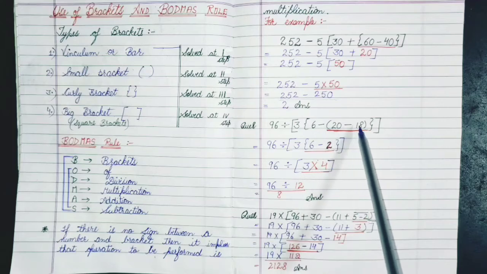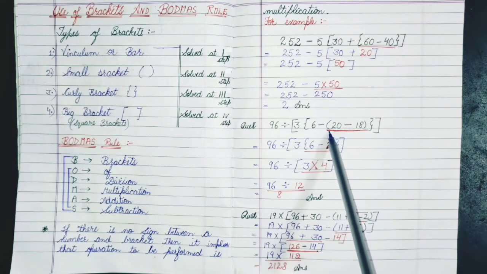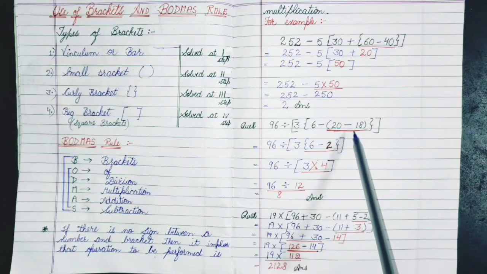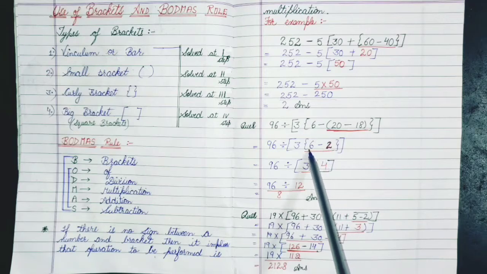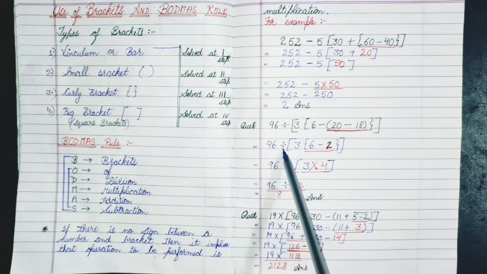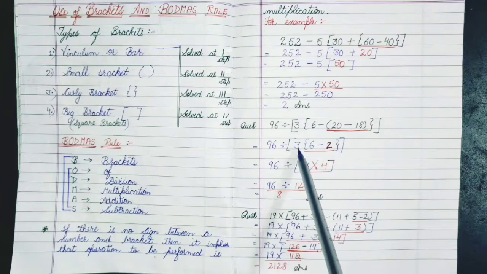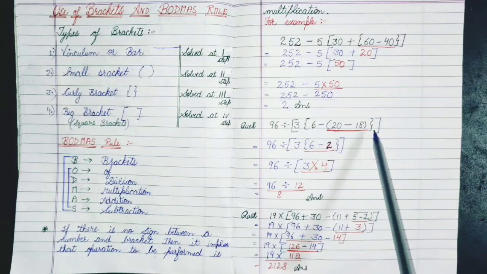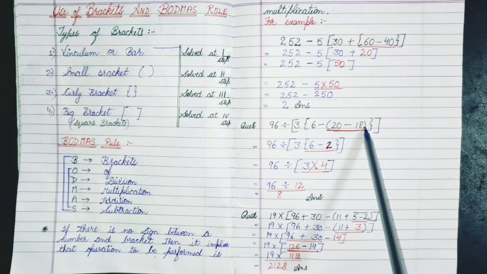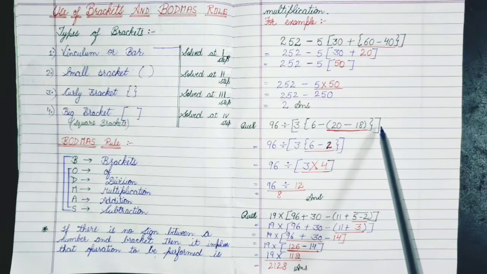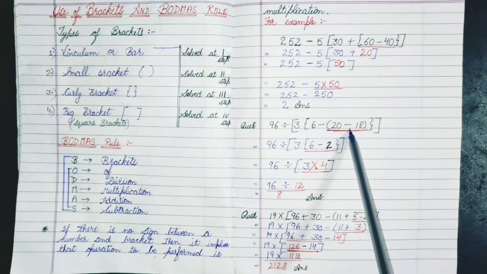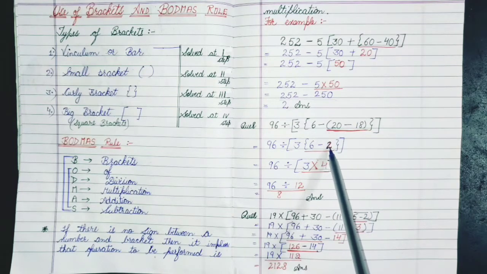20 minus 18. First of all we are going to underline the small bracket as we are going to solve it. So 20 minus 18 is 2, and the rest all the things same. 96 divide, big bracket 3, curly bracket 6 minus. After that, as the small bracket is solved, the curly bracket and the big bracket all remain same, and we will not write 20 minus 18 again as we have solved it.